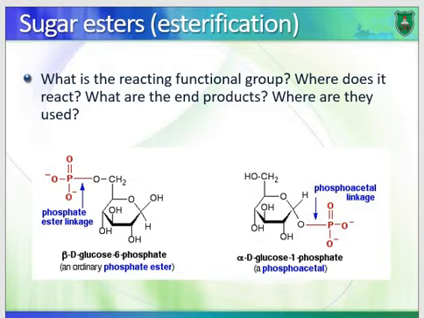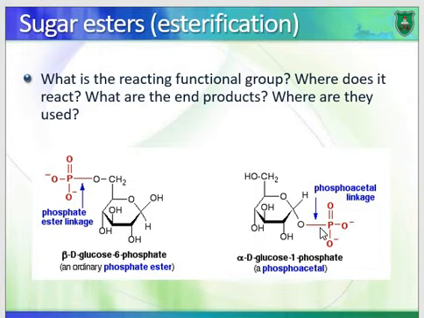So remember from organic chemistry that an ester has the following formula: R C double bond O O R. So it's just like an ester, but instead of carbon it's a phosphate: P double bond O O R. That's why we call it a phosphate ester, and this is a phosphate ester linkage.